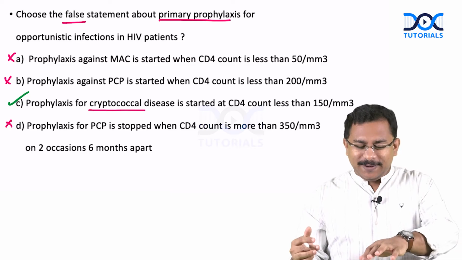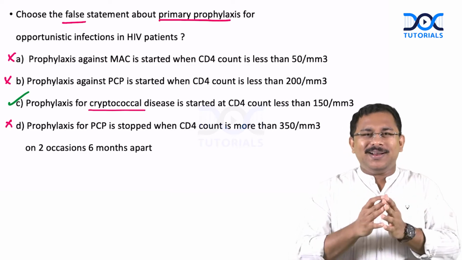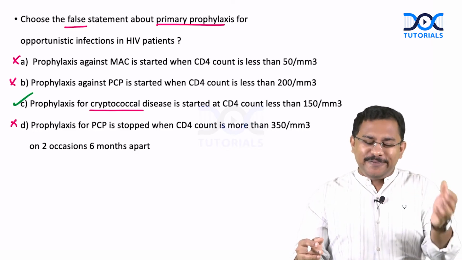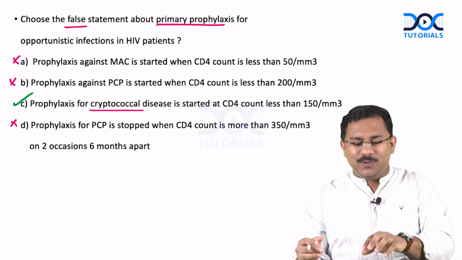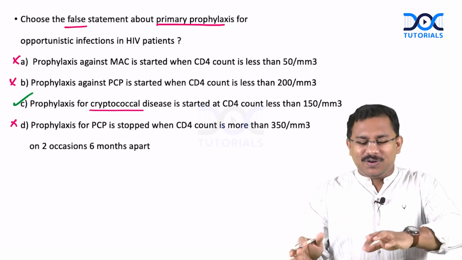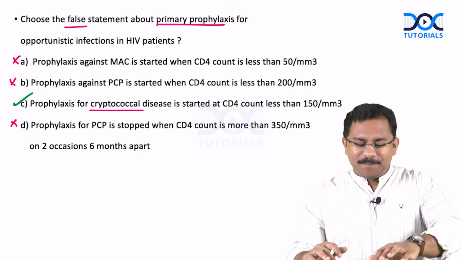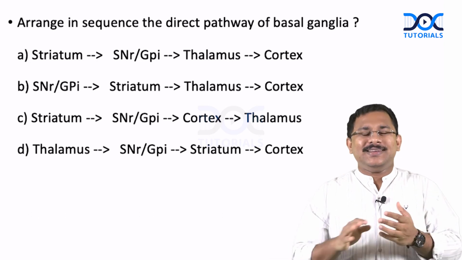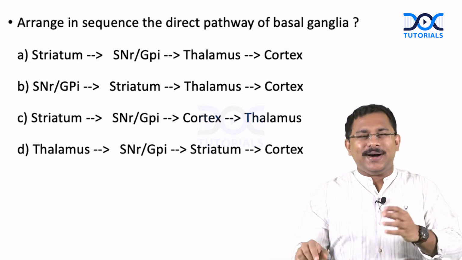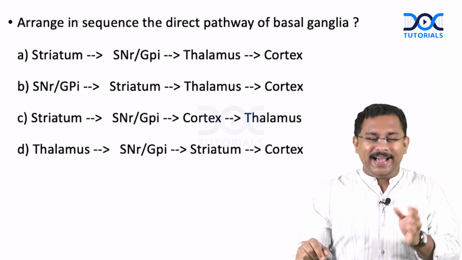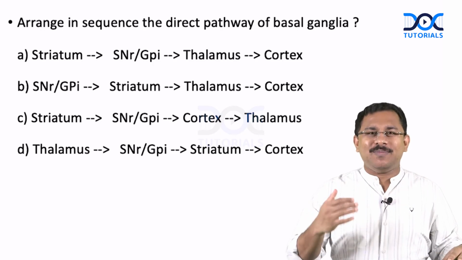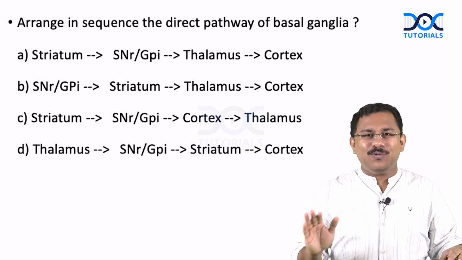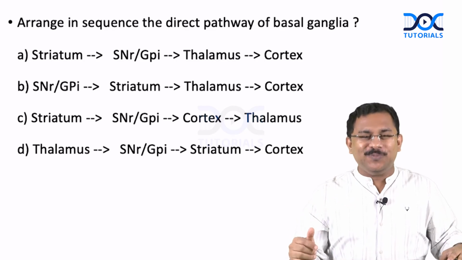Because if you look at multiple guidelines, you are going to be confused. Even option B also, there is a different guideline that says a different value. So this is what you have got to follow. All right. Now coming to the next question, again a neurology question. Arrange in sequence the direct pathway of the basal ganglia. I have explained this specific question to you in my lectures, so I think everybody would have got this right. That is what I assume.